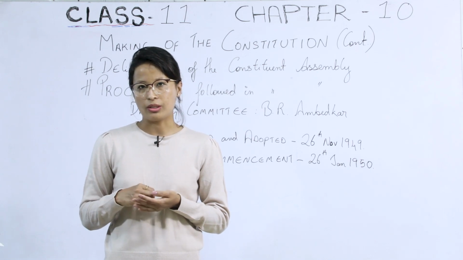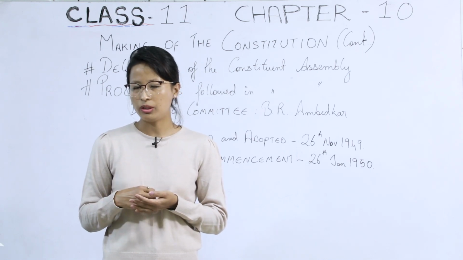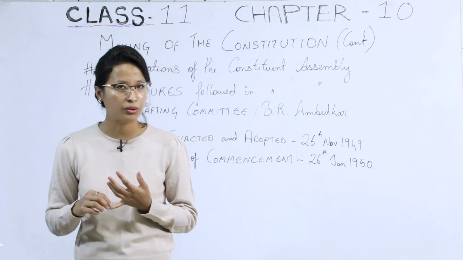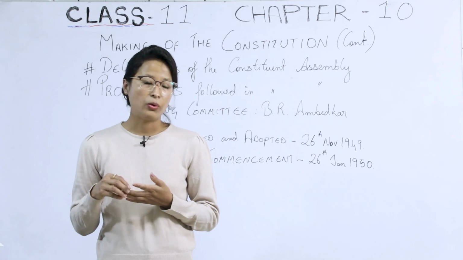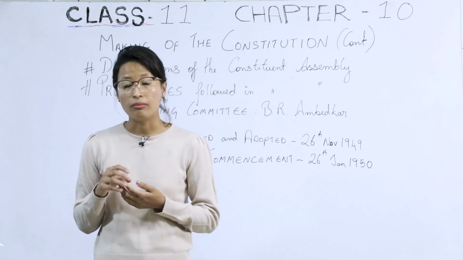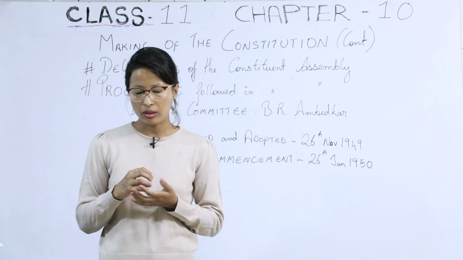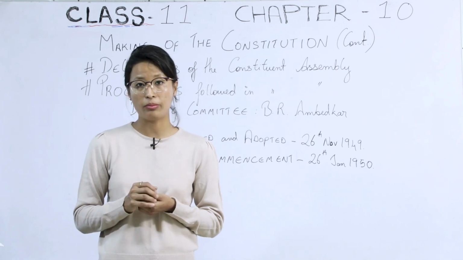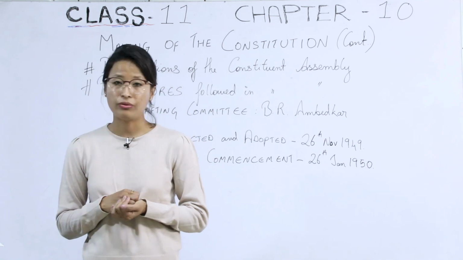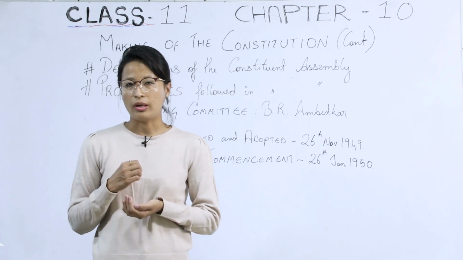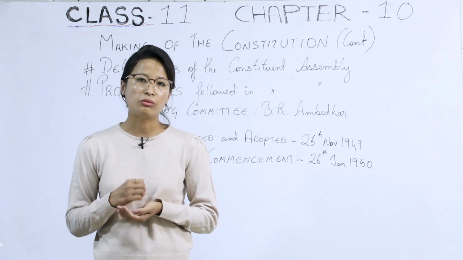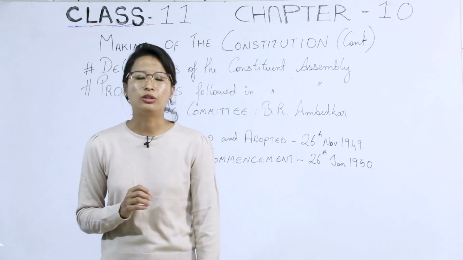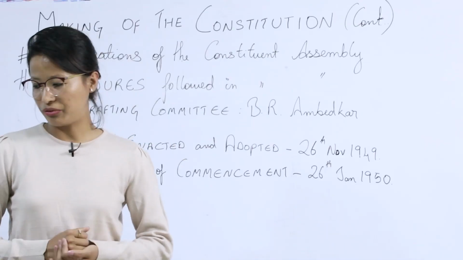All these committees, excluding the Drafting Committee, had as chairmen either Nehru, Rajendra Prasad, Maulana Abul Kalam Azad, or even Sardar Patel. These prominent personalities were the chairmen of these 7 major committees. When we talk about the Drafting Committee, it had a permanent chairman, B.R. Ambedkar. Now we'll talk about the Drafting Committee.